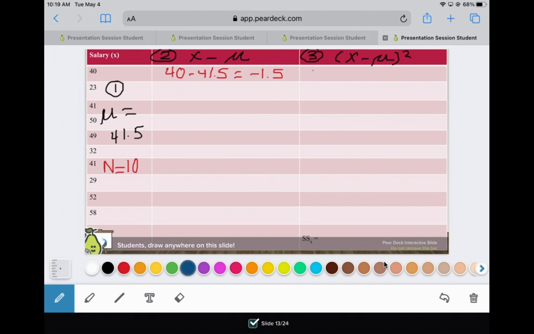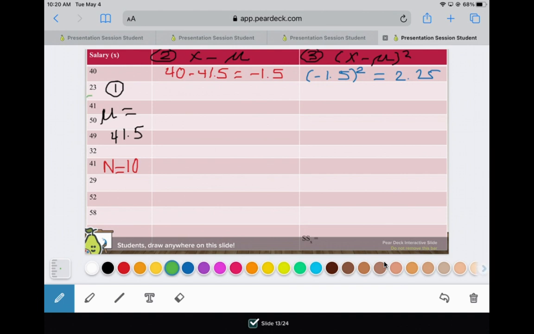So what do I mean by that? I'm going to take the difference, what I just got, 1.5, and square it. That gives me 2.25. Okay, let's do the next one. Continue. I'm doing the same thing, so I'm going to start again.